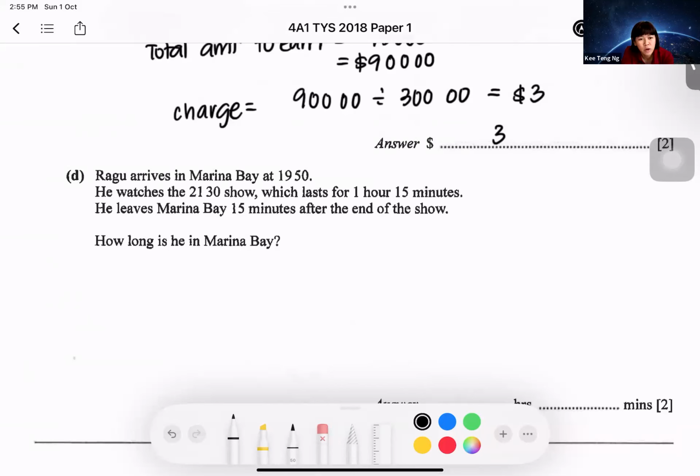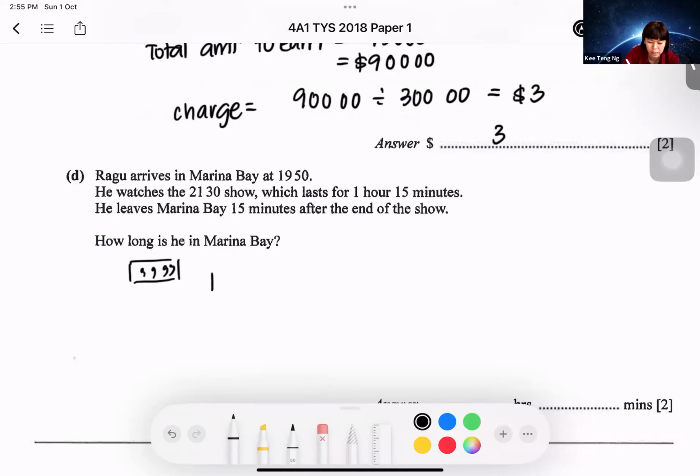Okay, next one. Raghu arrived in Marina Bay at 1950. So remember, this one you can use your calculator button to help you calculate your timing, right? So this will be 19 hour, 50 minute. He watches the 21 hour, 30 minute show, which is the 9:30 show, which lasted for 1 hour, 15 minutes. He left Marina Bay 15 minutes after the end of the show. How long was he at Marina Bay?